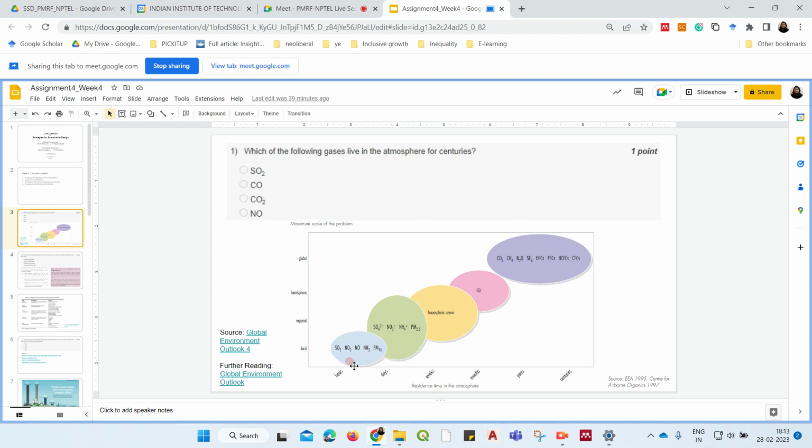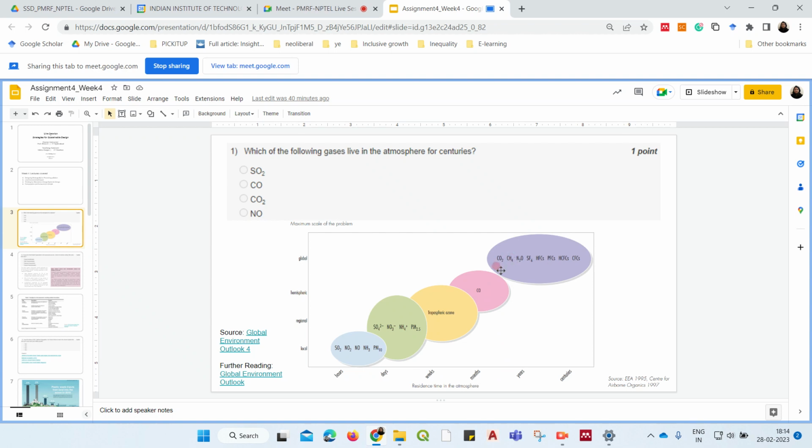So these are reactive gases which bond with other gases in the atmosphere, and then convert into different compounds. So they only survive for some hours to some days. Then there are other gases which survive for some days to some weeks. Tropospheric ozone can survive for some weeks to some months. Carbon monoxide can survive for months to up to a period of 1 year.